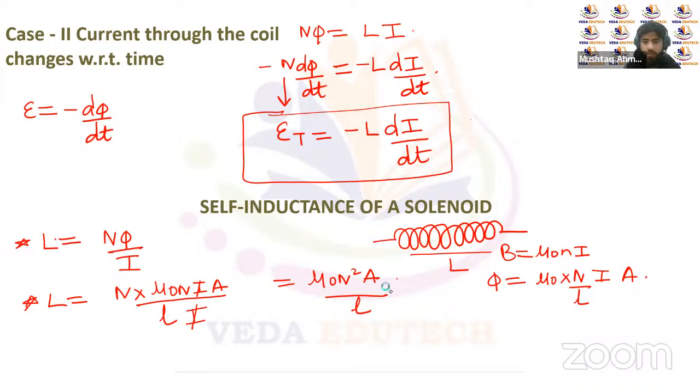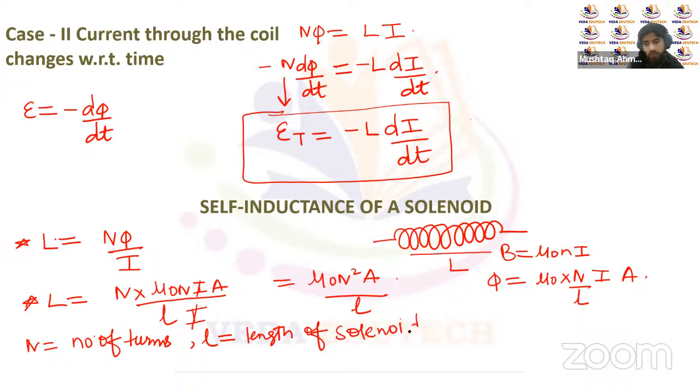That's mu naught N square A upon l, where N is the number of turns, small l is the length of the solenoid, and A is the area of cross section. So this is how we can calculate the value of L.